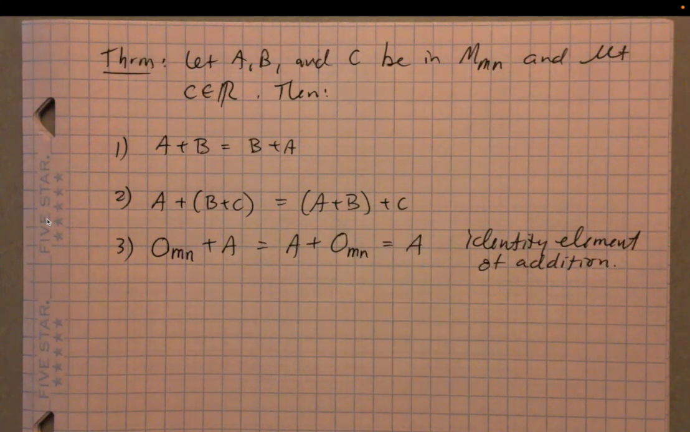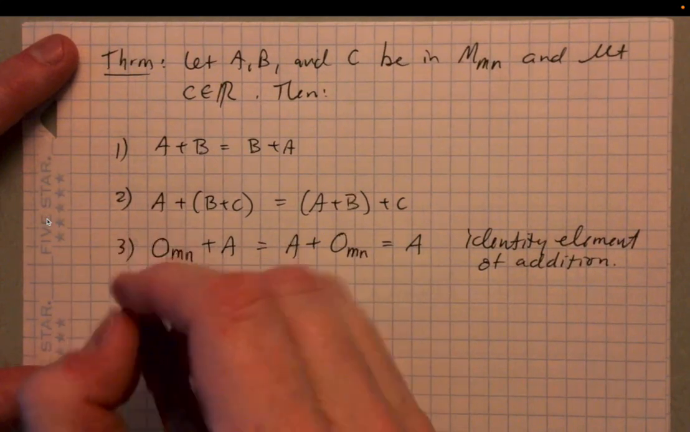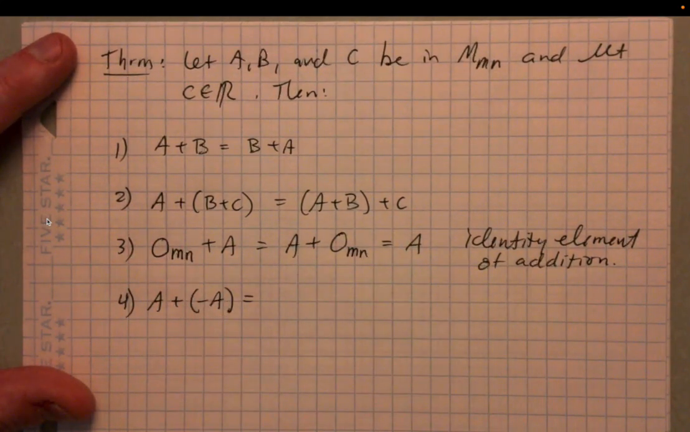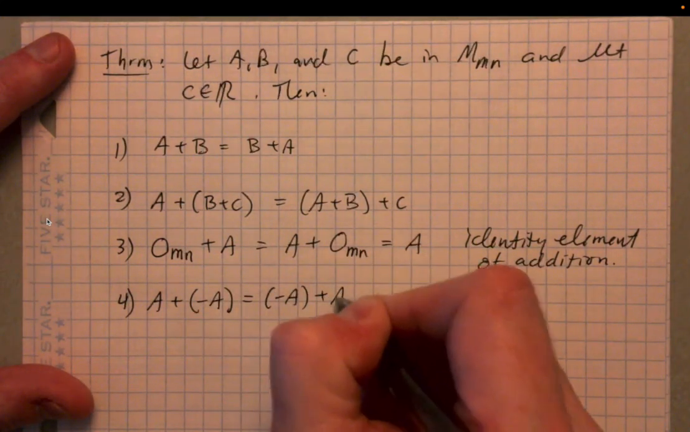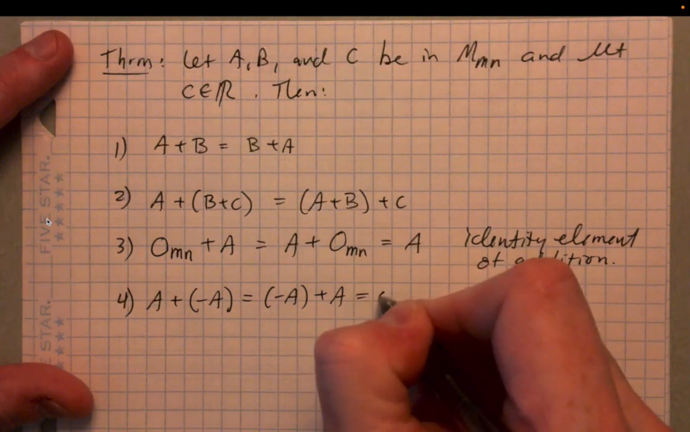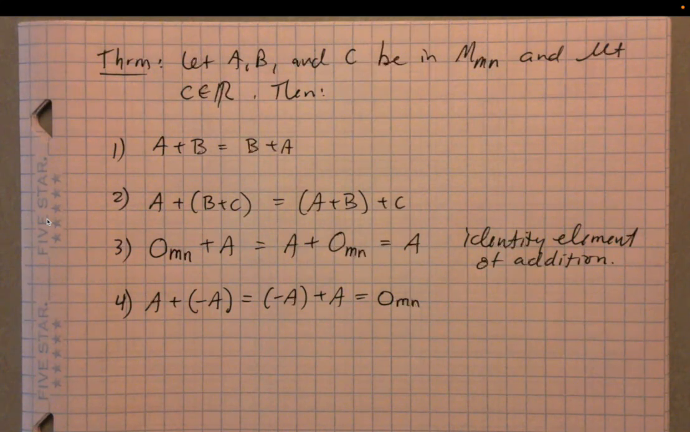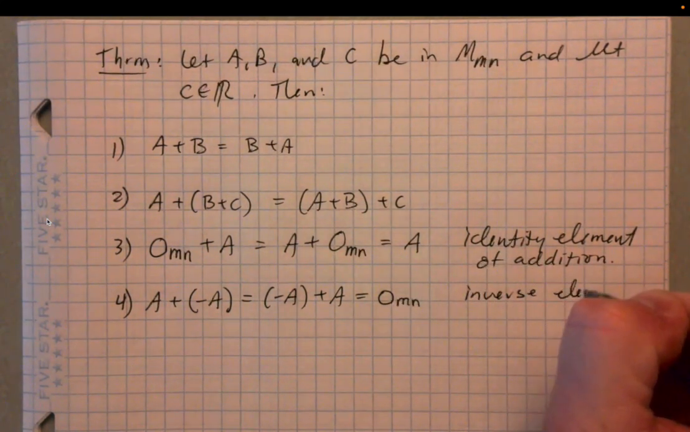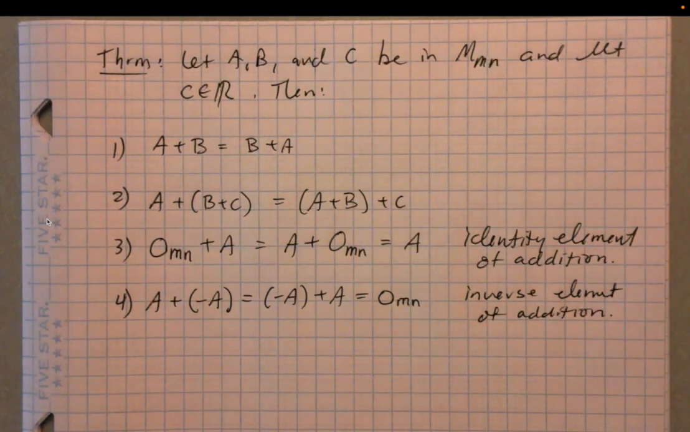Okay, and then we also have inverses under addition. So if I have a matrix A and I add to it -A, then that can be flipped too, so everything commutes, we know that, but that will be equal to the 0 matrix. We call this the inverse element of addition. Right, so this is true for any A. That makes sense.